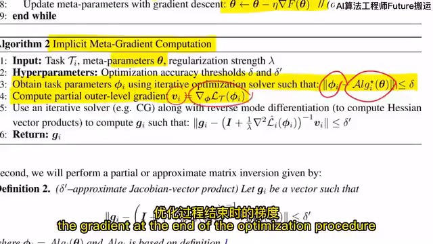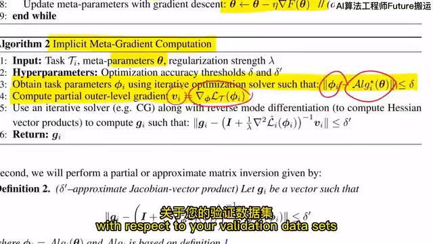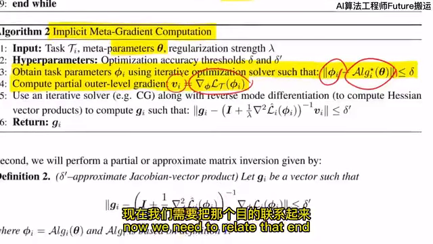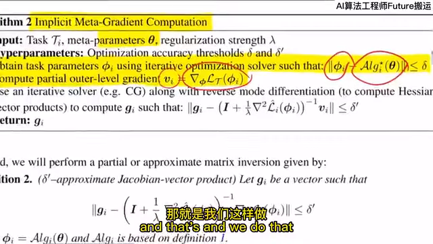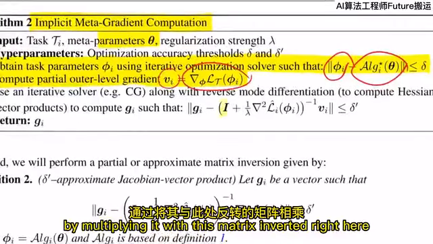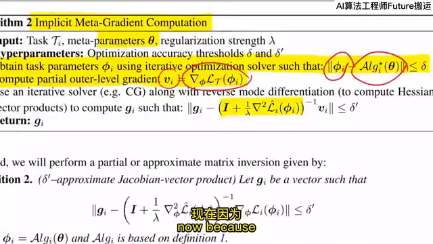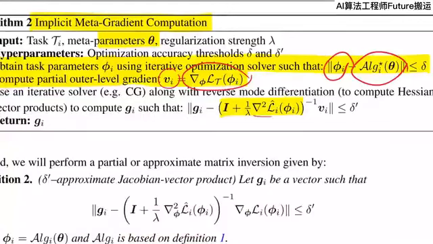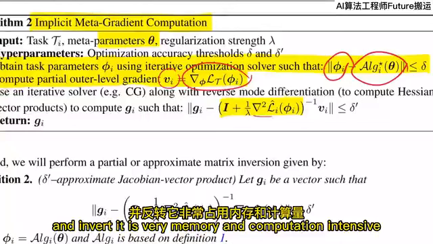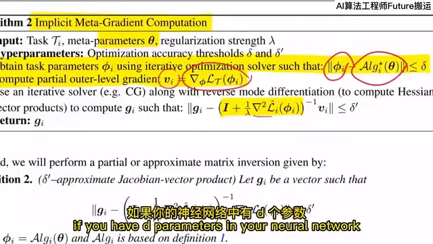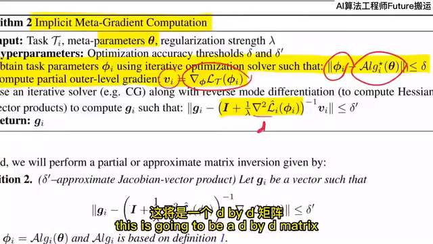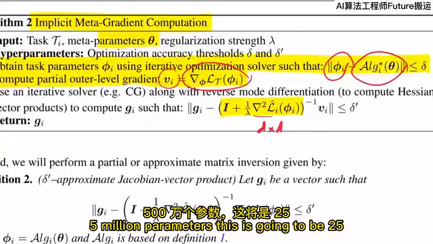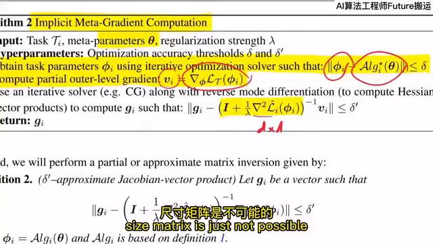The gradient at the end of the optimization procedure with respect to your validation data sets. This is one backprop. Now we need to relate that end gradient to the beginning, and we do that by multiplying it with this matrix inverted right here. Now, obtaining the entire matrix, this is the Hessian matrix, and inverting it is very memory and computation intensive, because if you have D parameters in your neural network, this is going to be a D by D matrix.